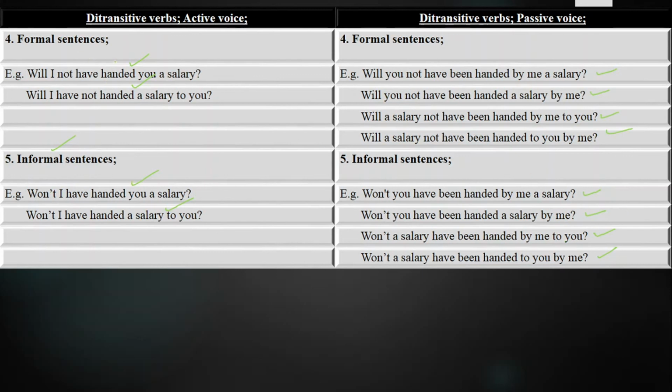Now we have completed the sentences of ditransitive verb and from active voice into passive voice in the future perfect tense.